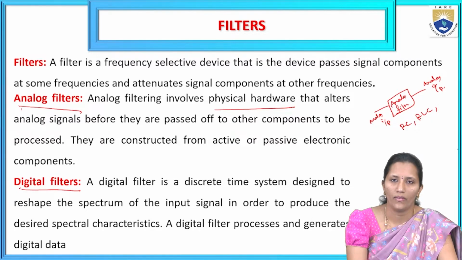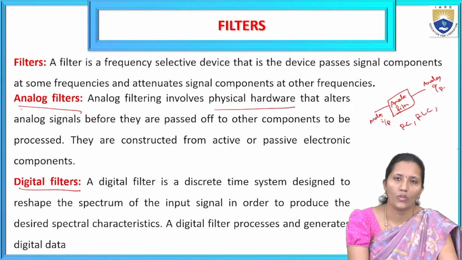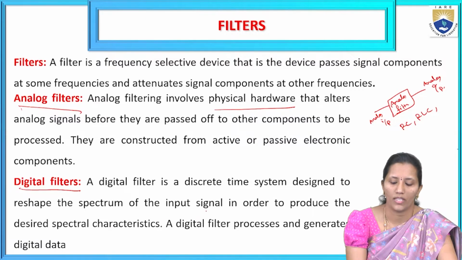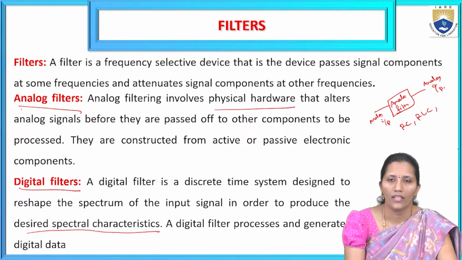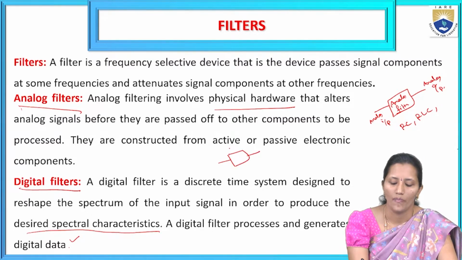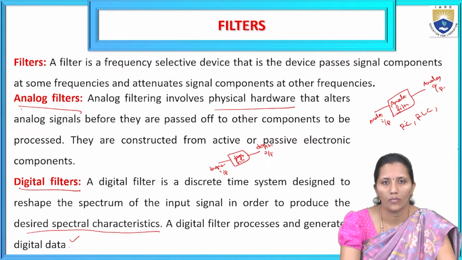A digital filter is a discrete time system designed to reshape the spectrum of the input signal in order to produce the desired spectral characteristics. A digital filter processes and generates digital data. For the digital filter, the input is discrete digital input and the output is digital output. For an analog filter, both the input and output are analog in nature.